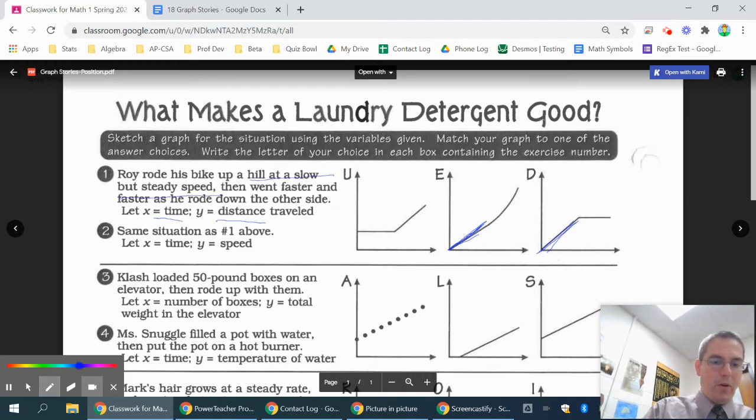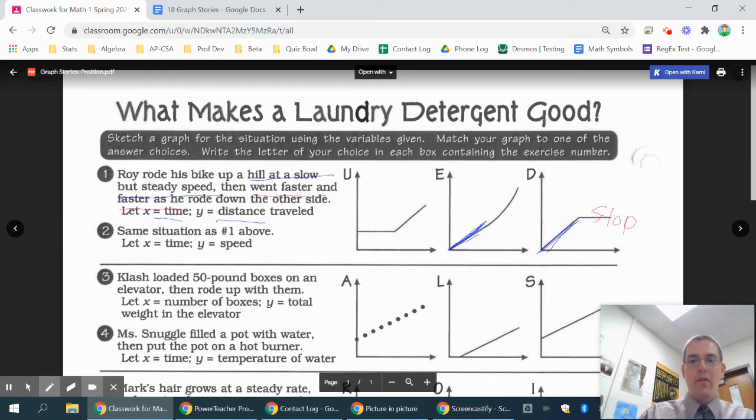Now for the next part, I'm going to mark this one in pink. It says he goes faster and faster. Well, this one doesn't show him going faster. This one would show that he stops there because the distance stays the same. On this one, you can see it continues to increase at an ever steeper rate. So this is the one you were looking at. So that would be E.